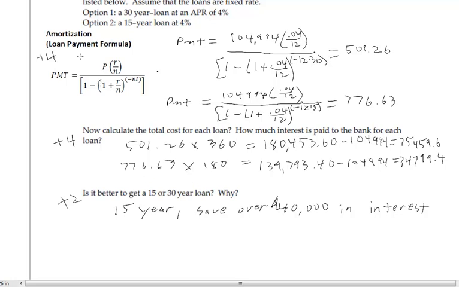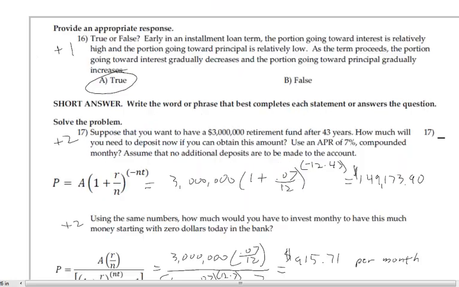On 16, early in the loan, does it mostly go to interest or principal? And yeah, it's true. This mostly goes to interest, and the low amount goes to principal.